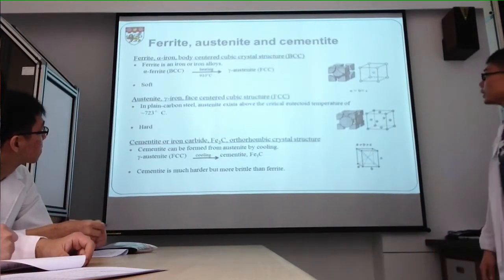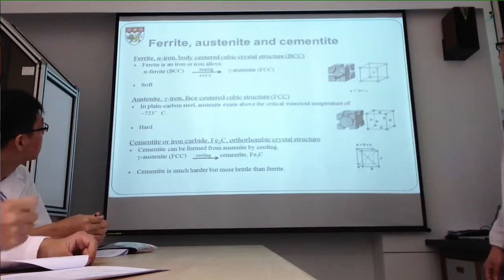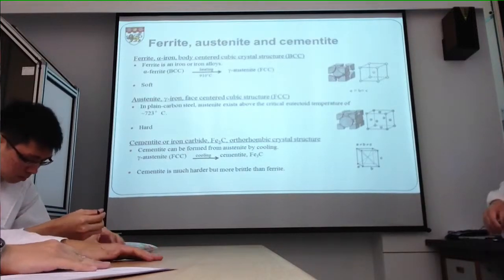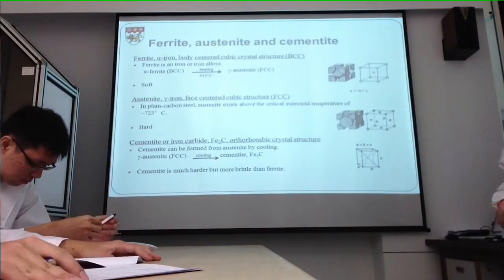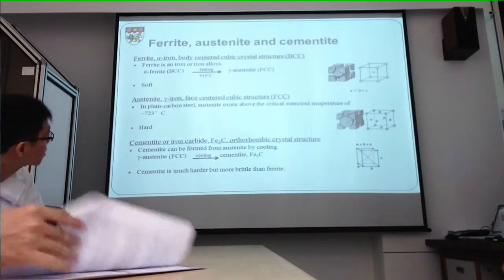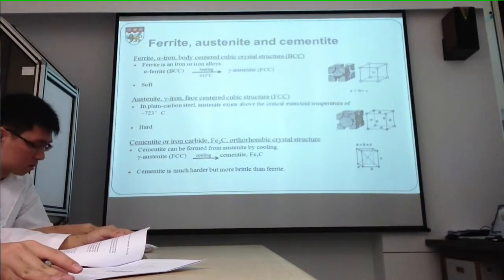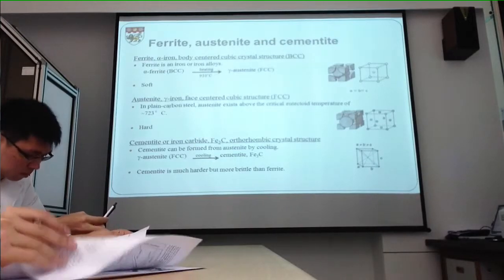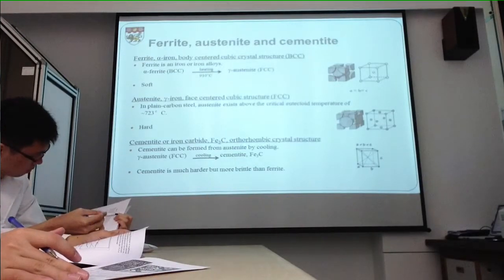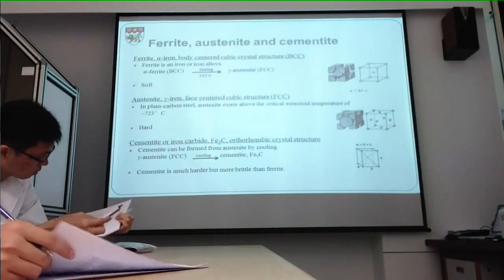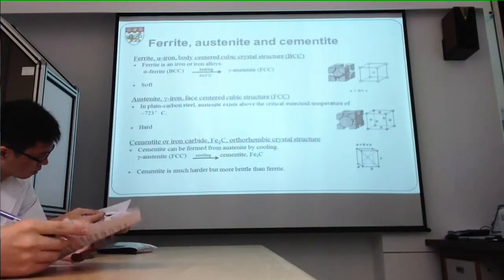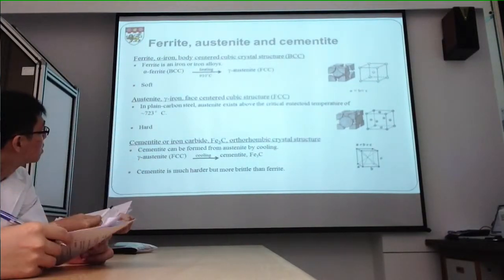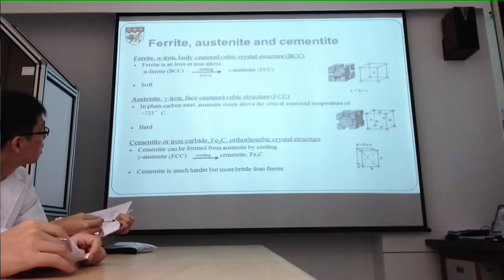So let's see the several species of iron. The first is ferrite, which is the alpha phase of iron. It is a body-centered cubic crystal structure. The ferrite can transform into the gamma phase of steel by heating at 910 degree, and the ferrite is soft.